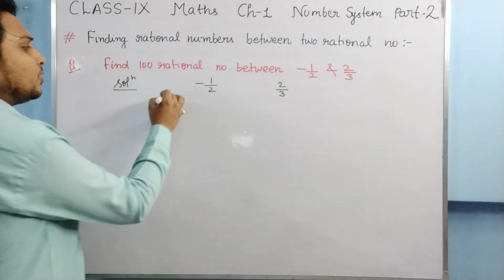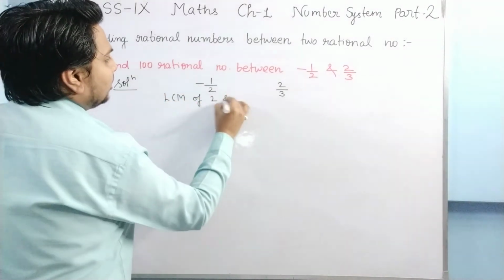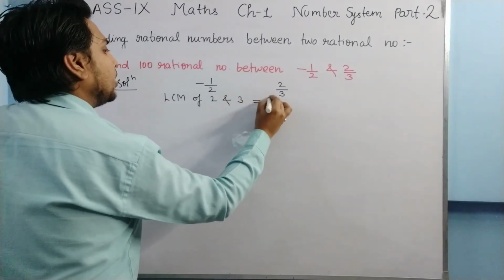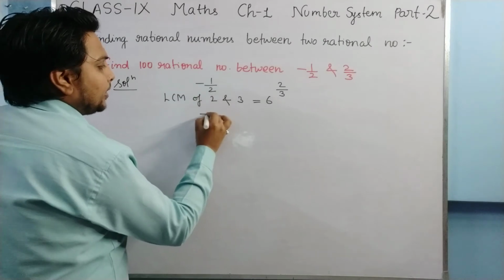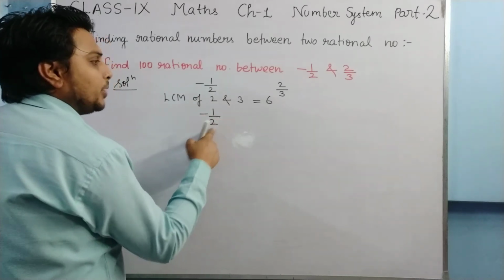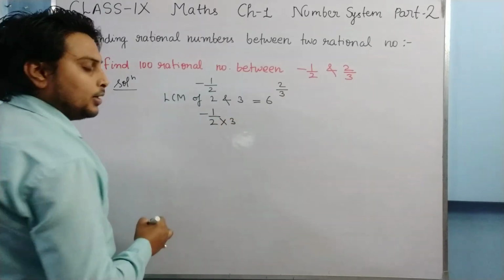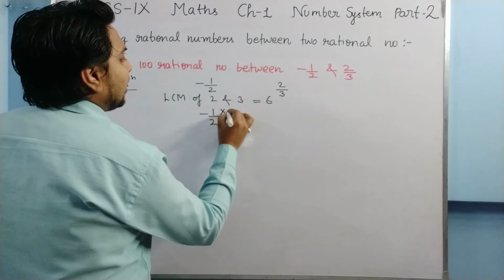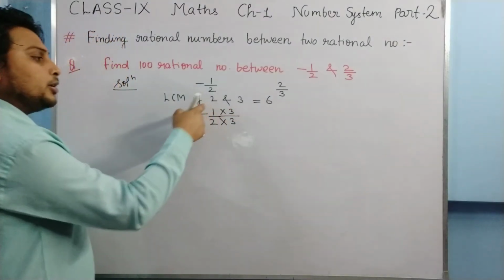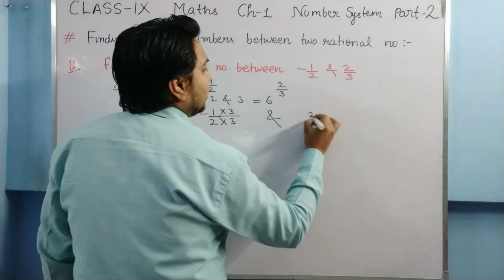So what we will do? Firstly we will take the LCM of 2 and 3 and then we will make the denominators equal. So it is minus 1 by 2. To make the denominator as 6, what we have to do? We have to multiply it by 3. If we multiply 3 in the denominator, we have to multiply 3 in the numerator also, so that it will be balanced. Okay, and here it is 2 by 3.